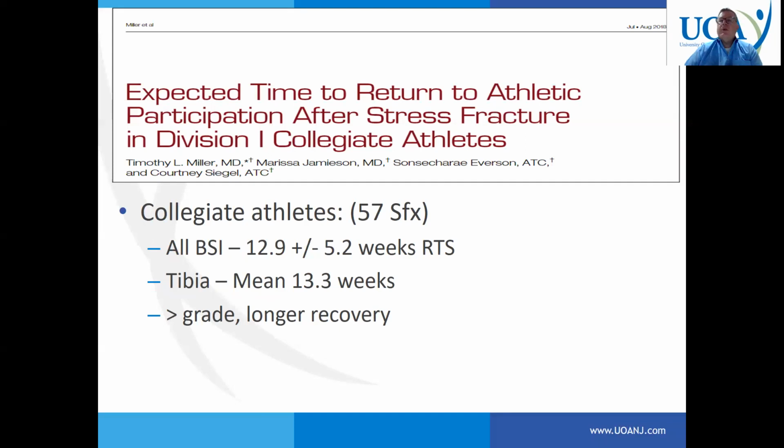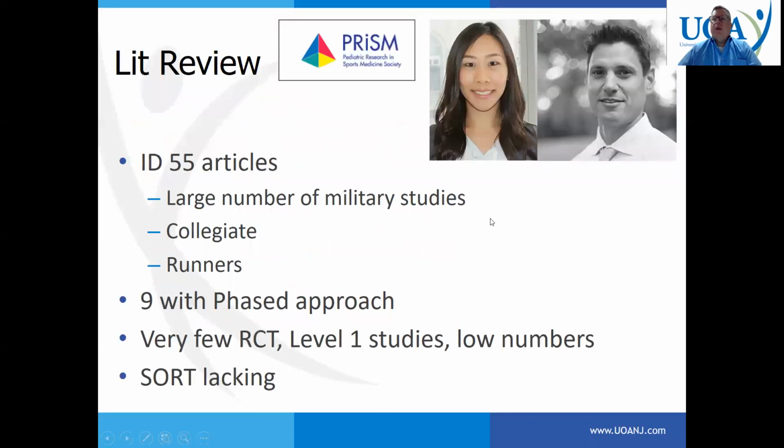So I think it's important that we discuss this with our athletes, particularly early on as they're going through the rehabilitation phase, so that we reinforce the importance of allowing the bone to heal and properly recover as we go through the recovery process.